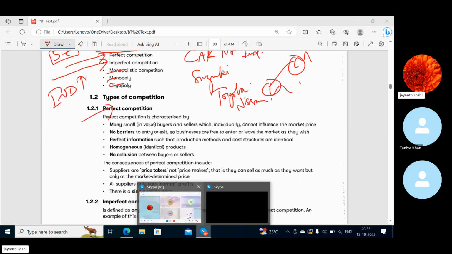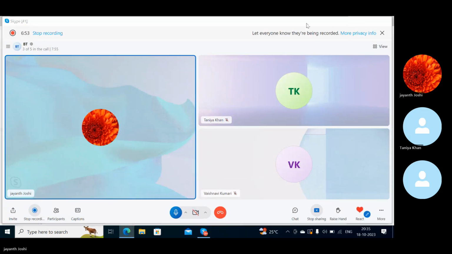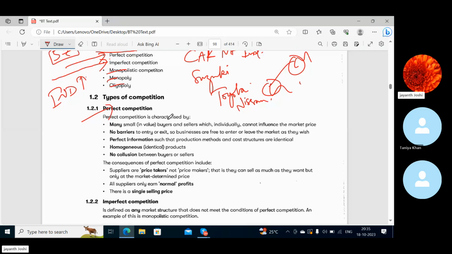Perfect competition. Perfect competition is characterized by many small-value buyers and sellers. So there are a large number of buyers and a large number of sellers which individually cannot influence the market price. I already told you, buyers may have some edge, but sellers do not. But they cannot completely dominate the market anyway, both of them. Whereas in monopoly, one-sided domination is there from the seller side.